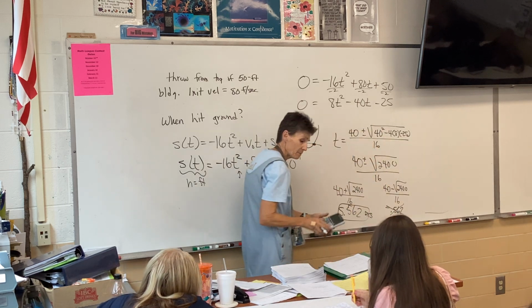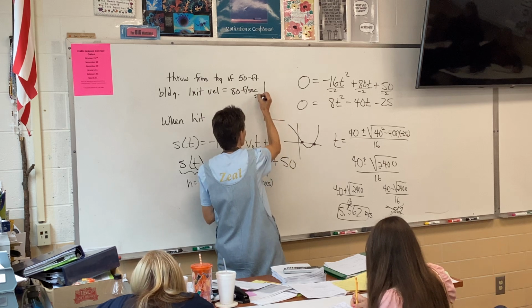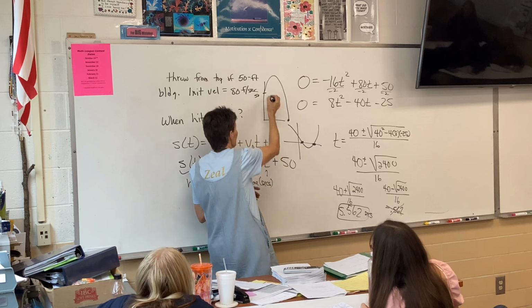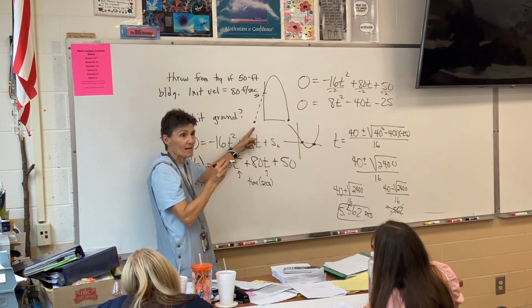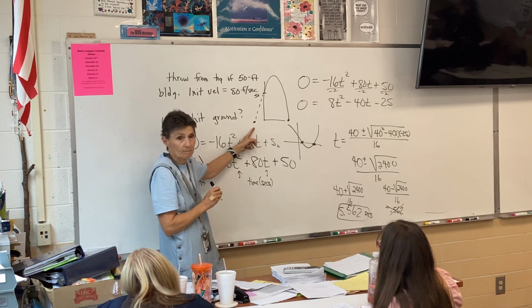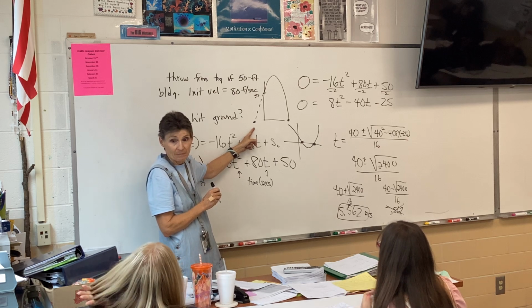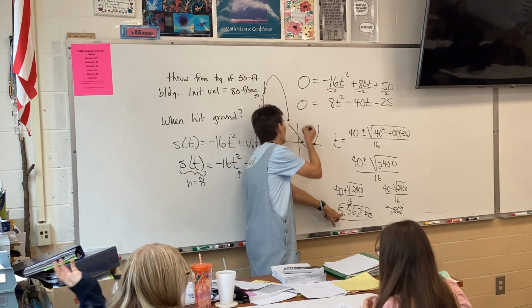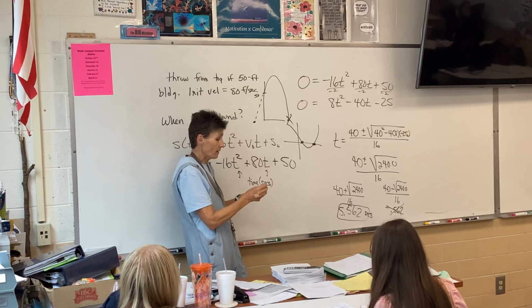Keep in mind what's happening. What's happening is the ball started up here at 50 feet. You threw it up in the air and it came back down over here. If I continued, it would be back here, but the ball was never back there. That's negative time. That's before I threw it. This is when it hit the ground. So the answer is 5.562.